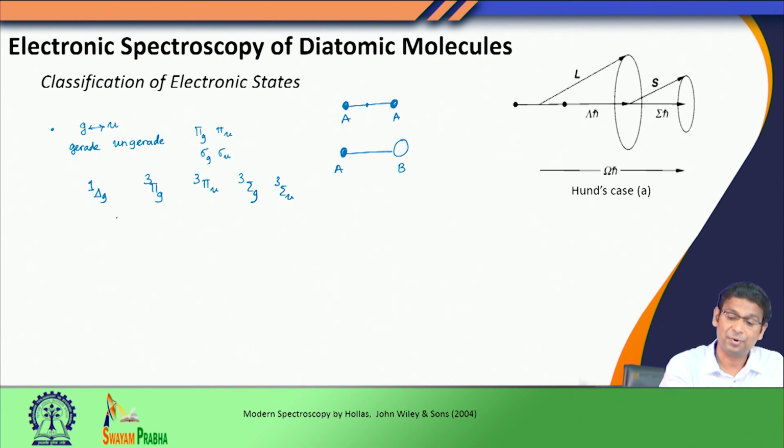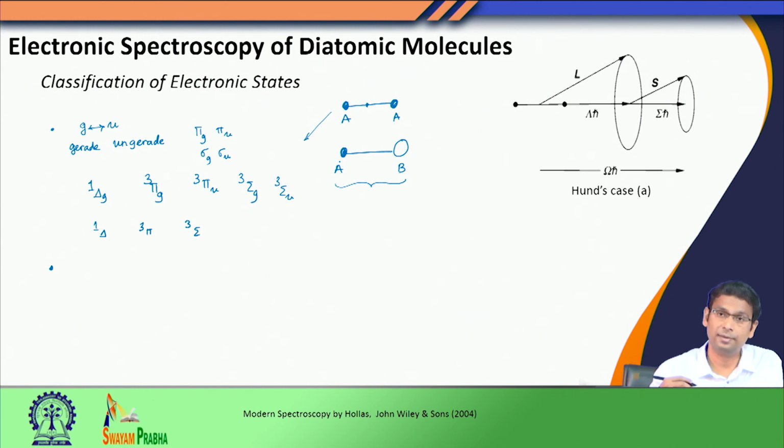Of course, this is applicable only for homonuclear diatomics. For heteronuclear diatomics, since there is no center of inversion, there is no question of g or u symmetry. You simply write it as singlet delta or triplet pi or triplet sigma, and so on. So, there is no question of g or u symmetry. That apart, whether it is homonuclear or heteronuclear, the diatomic molecule lies along an axis.